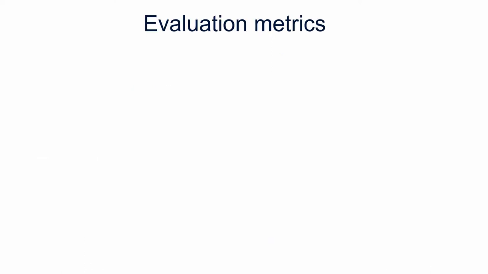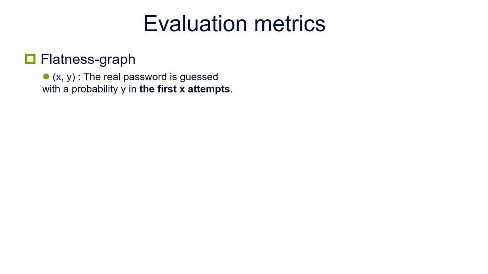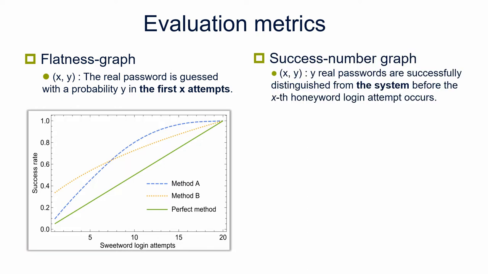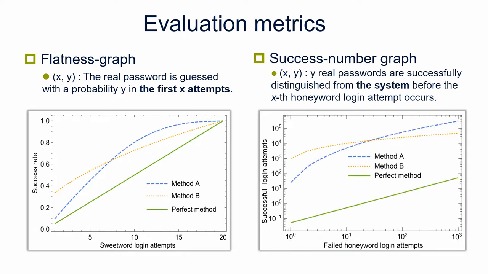For the metrics, our work adopts two evaluation metrics to measure the advantage of a distinguishing attacker, or equally the goodness of a Honeyword method. The first one is the flatness graph. A point (X, Y) on the graph means that the real password is guessed with probability Y in the first X attempts. This metric provides a view of the average resistance against a distinguishing attacker. The second metric is the success number graph. A point (X, Y) on the graph means that Y real passwords are successfully distinguished from the system before the X-th Honeyword login attempt occurs. This metric measures the worst-case performance of our method.